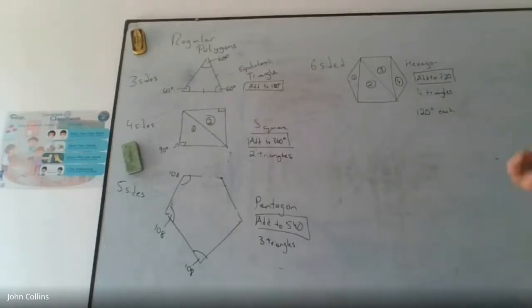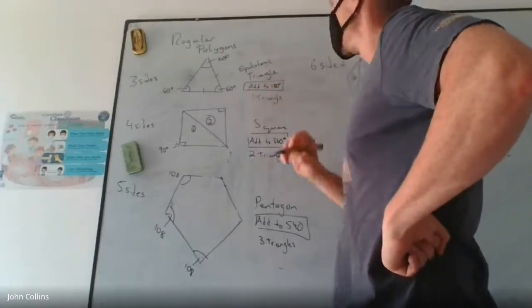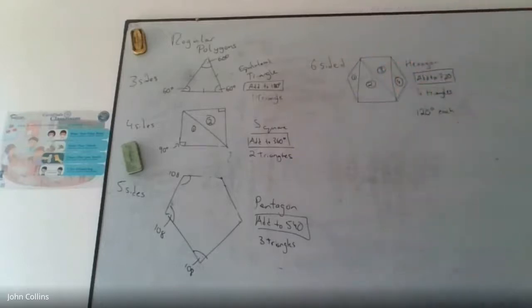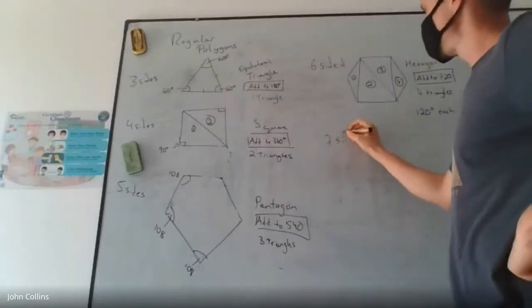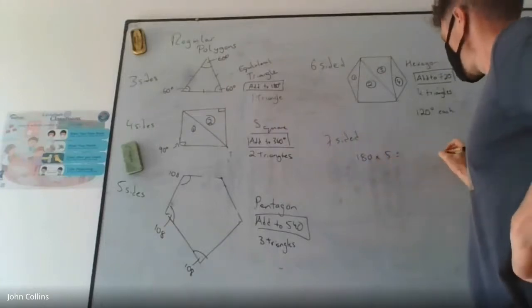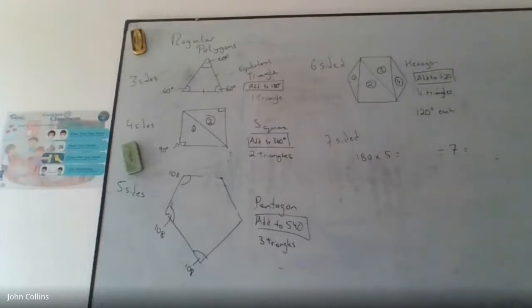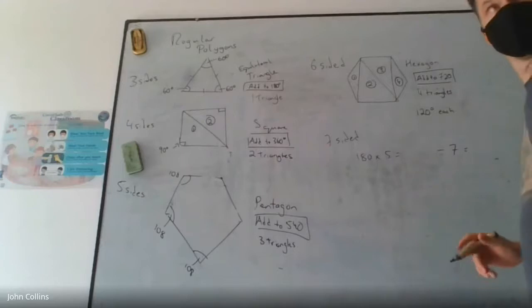Heptagon, so 7-sided. Then it'll be 5 triangles. You don't need to draw because you're noticing a pattern. So 180 times 5, and whatever the total is, divided by the number of sides. So 7-sided is 180 times 5 divided by 7, which is about 128.5.